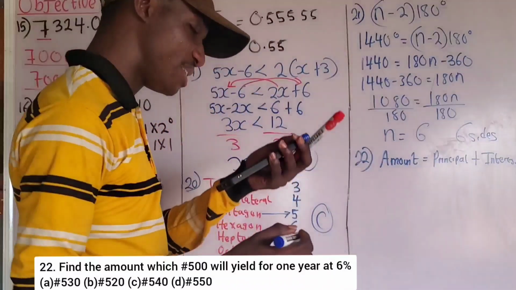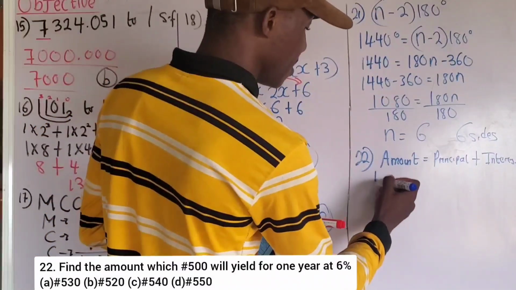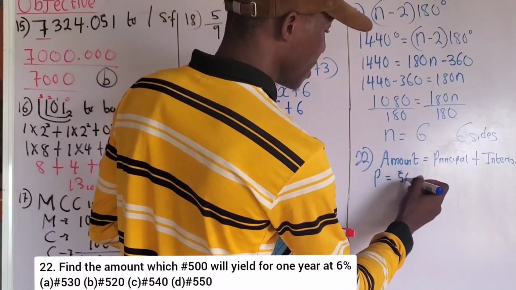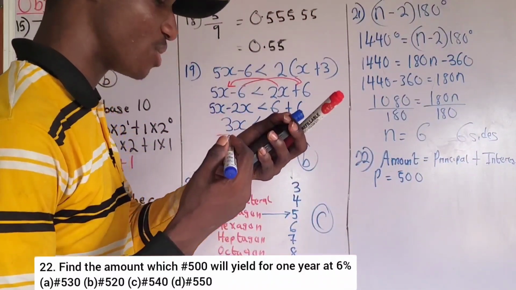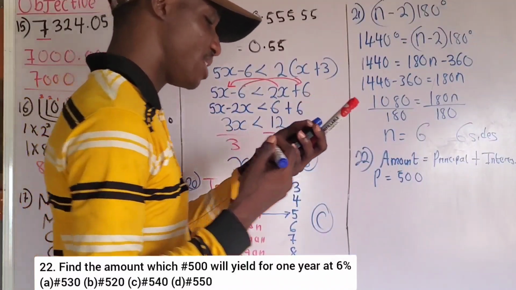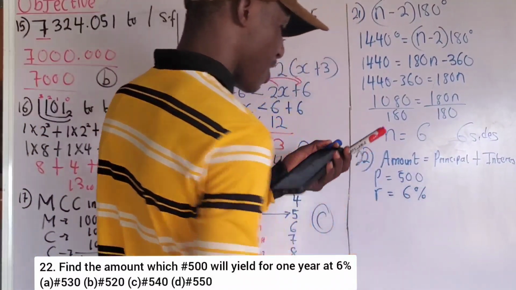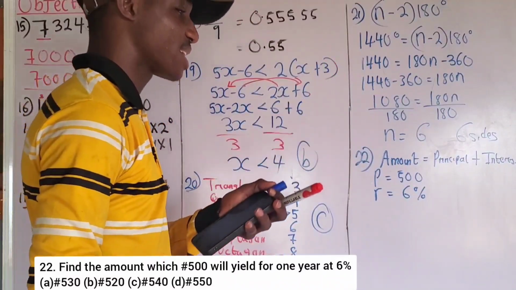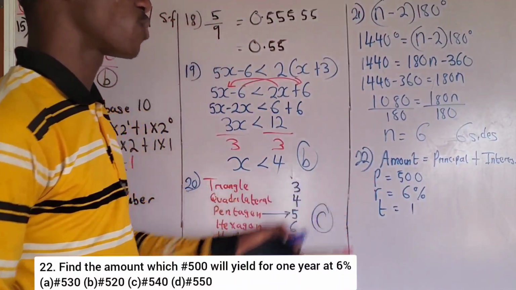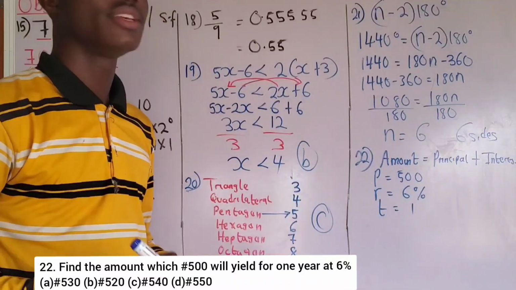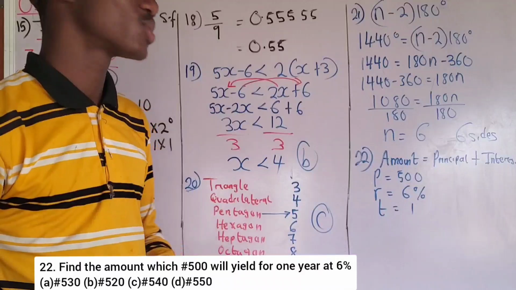Now, the principal in the question is what? 500 naira. Principal is equal to 500 naira. There are other parameters that we are given in the question. We are given that the rate is in percentage, that is 6%. Now we've known the rate, and the time is equal to 1. So with respect to what we are given, we can calculate the interest. Then to get the amount, we just have to add the interest to the principal.